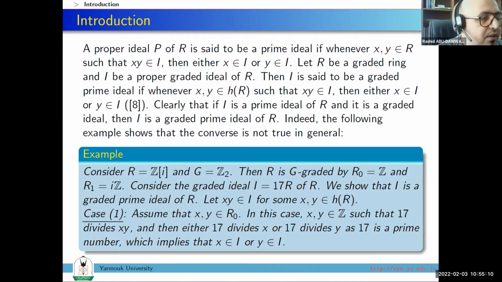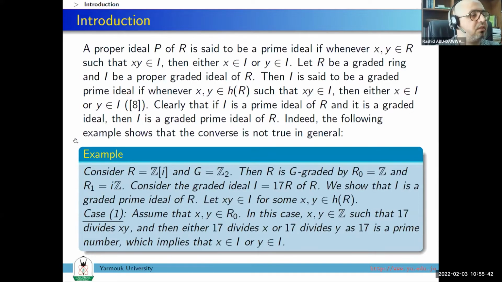Clearly, from the definition, if I is a prime ideal of R and R is a graded ring, then of course I will be a graded prime ideal. But the converse is not true, and this gives importance to this way. So it's worth it to study such ideals. Now I will give you an example of a graded prime ideal which is not a prime ideal. So see the following example. Indeed, the following example shows that the converse is not true in general.